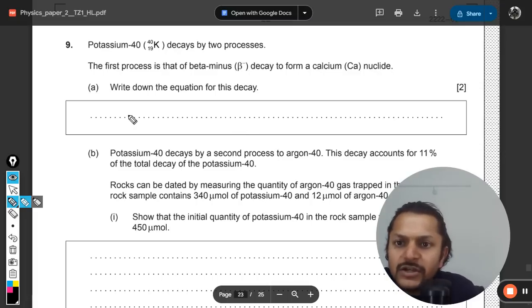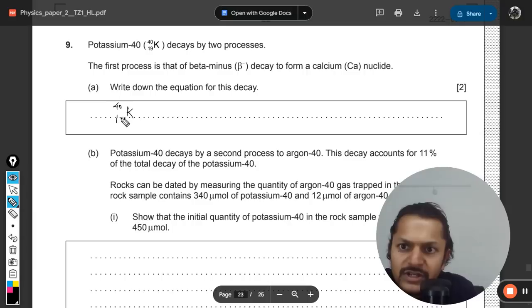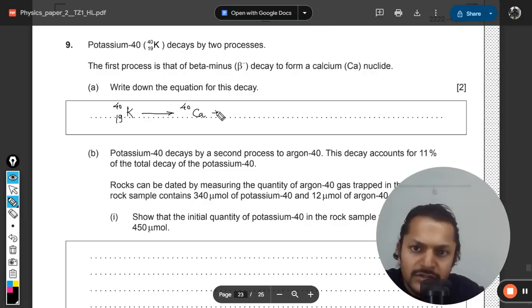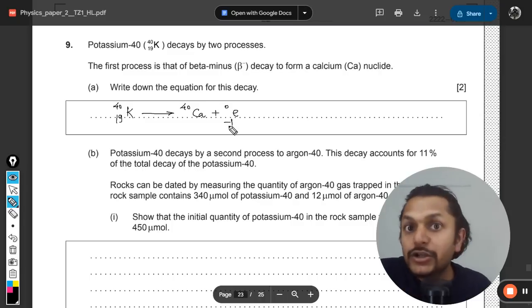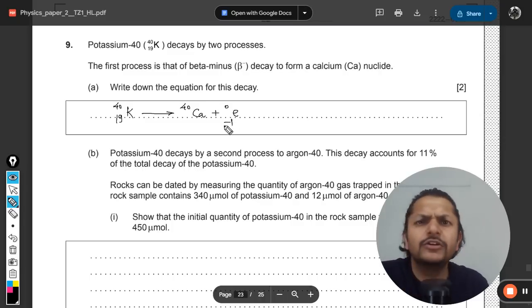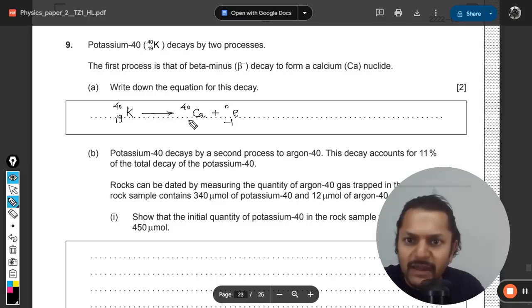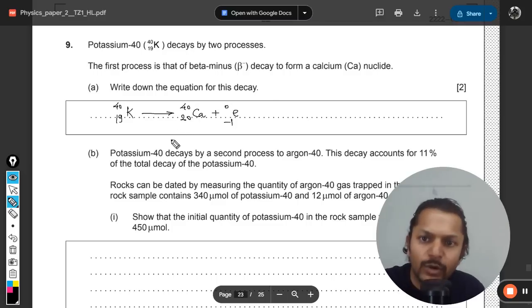Okay, so the equation will be, this is the potassium-40, this is 19, and beta minus is coming. So this is calcium, and in beta minus nothing happens to the mass number, so beta minus can be written as minus 1, 0. Because this is minus 1 here, it means that the atomic number will increase by 1, and you must remember that in beta minus decay the atomic number increases by 1, so this atomic number will become 20.